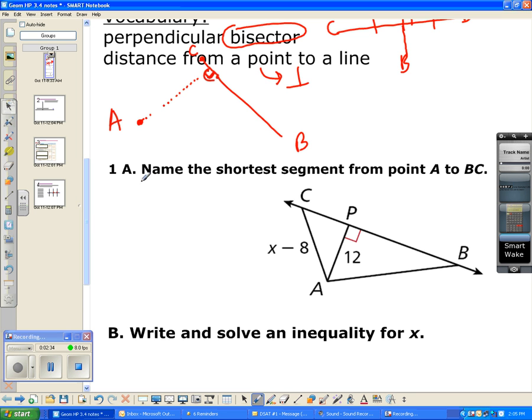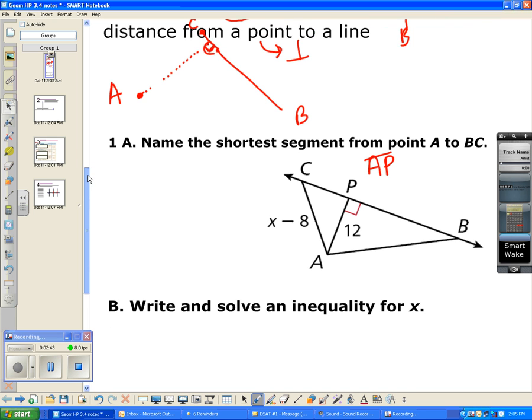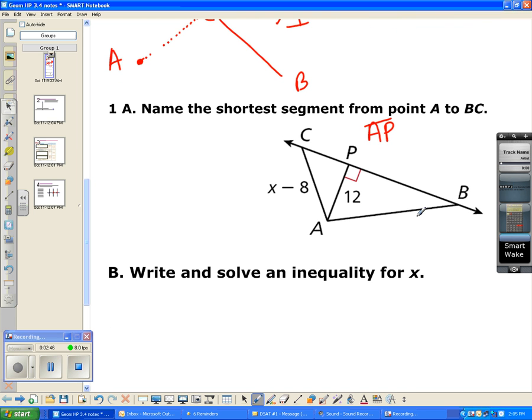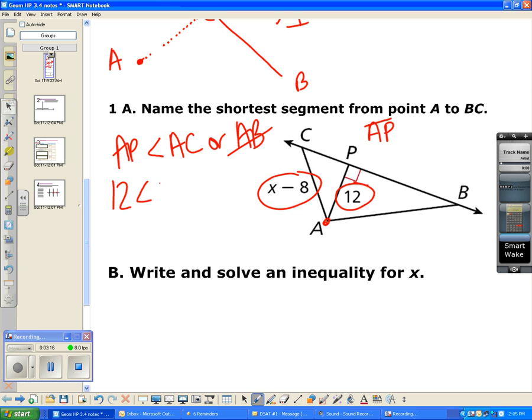So for the first part, name the shortest segment from A to BC. Again, that's going to be the perpendicular line, so you could say AP. But then the second part says write and solve an inequality for x. We just said that this line is going to be shorter than this line or this line. So AP is less than all the other lines, AC or AB, because it's the perpendicular line. From this point to this line, this is the shortest. There's nothing else shorter. So if I wanted to fill in what I know, well, I know AP is 12, and that's going to be less than AC. I don't know anything about AB, so I can't really use it. So less than x minus 8.